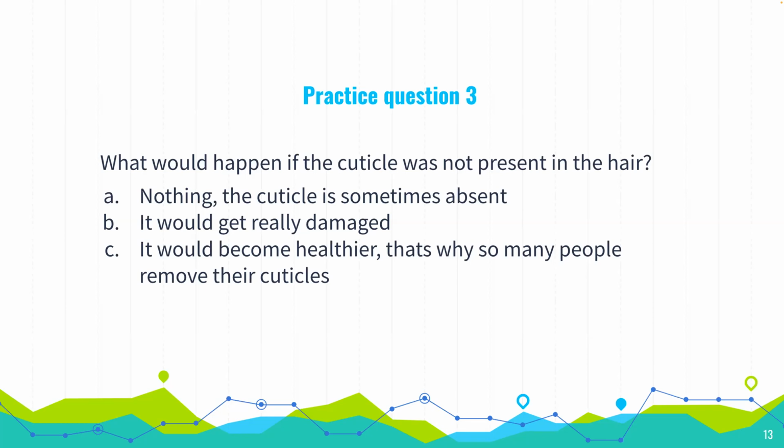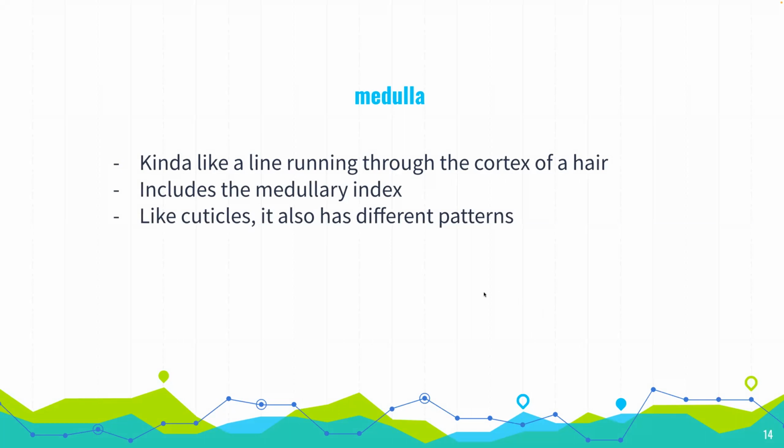All right, so it's been again 2 minutes. Most of you got it right. It was B. The cuticle provides protection to the hair, so without it, it would get very damaged. It's not A because it's not the cuticle that's sometimes absent. The medulla is the one that is sometimes absent, and it also would not become healthier because it will get damaged.